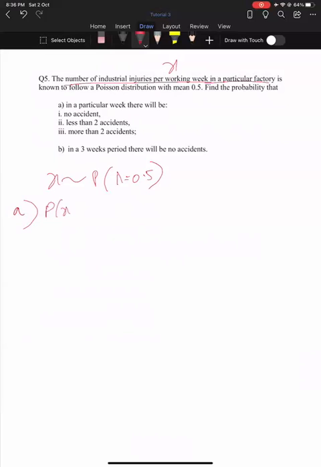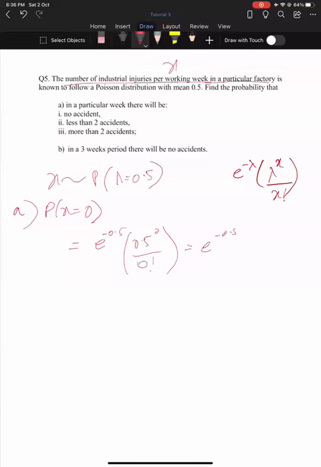So X is 0. And we know for Poisson, the formula is e to the power minus lambda, lambda to the power x, over x factorial. So for x is 0, we will get e to the power minus 0.5 times 0.5 to the power 0, over 0 factorial. Our answer will be e to the power minus 0.5, for A1.